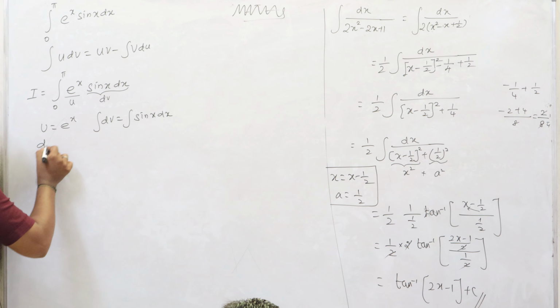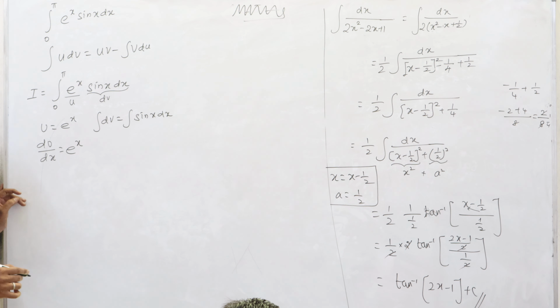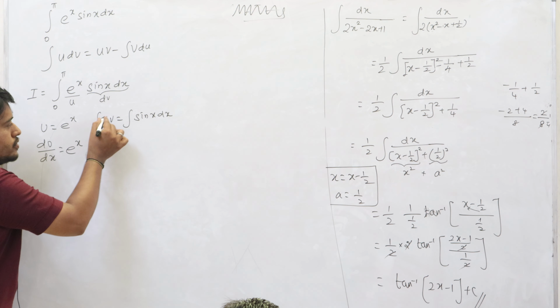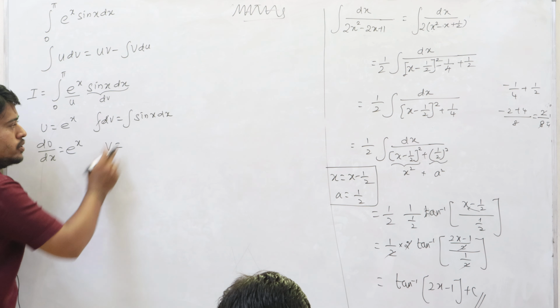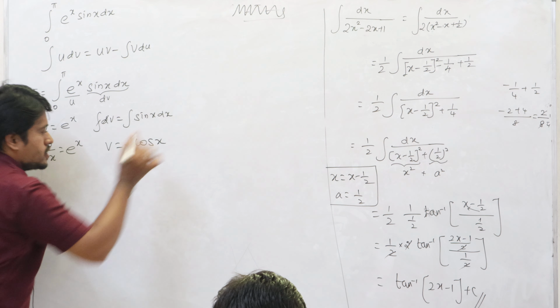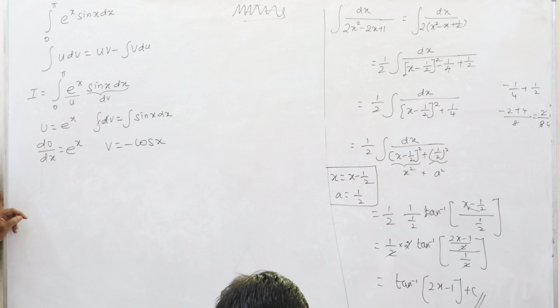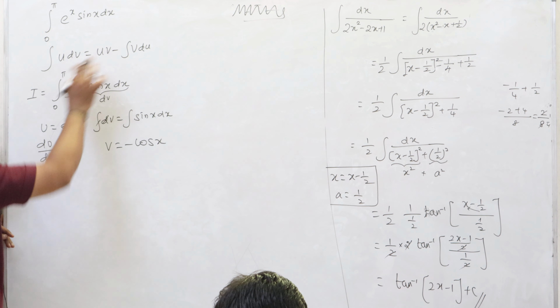Okay. So what about u? E power x, du by dx, you have to differentiate with respect to x. So we get e power x. And dv, differentiate, integral gets canceled. The balance v is equal to integral of sin x dx, which is minus cos x. Okay. So substitute the values using this formula.